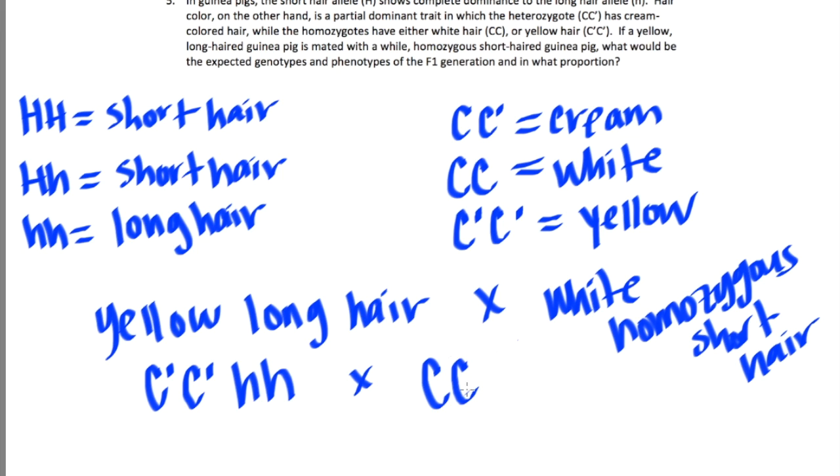Homozygous short has to be capital H, capital H, and 2 capital C's. So this is what we're going to be mating, these 2 individuals. Okay? So keep that in mind as we proceed through the rest of this problem.